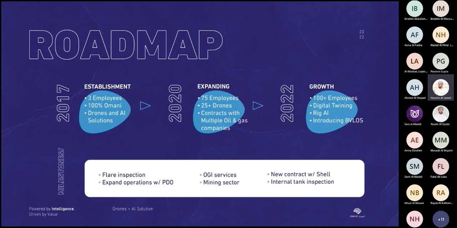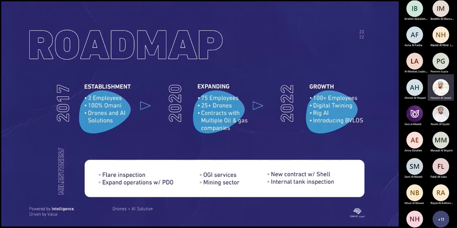This year, we call it the growth year. We now have roughly 130 employees. We established an AI team last year and are presenting many AI technologies like rig AI and digital twinning. Just a couple of weeks ago, we introduced BVLOS operation for the oil and gas industry for the first time in Oman.